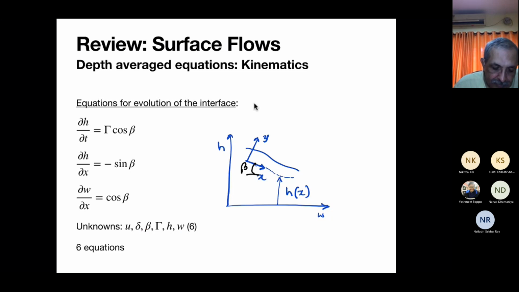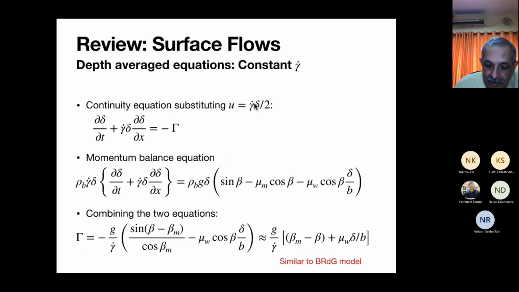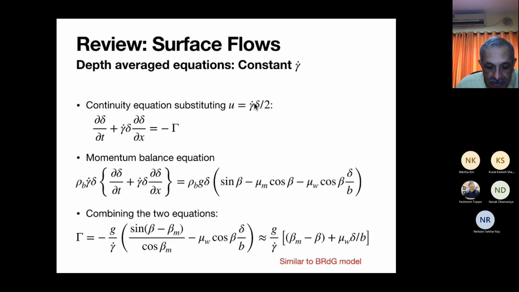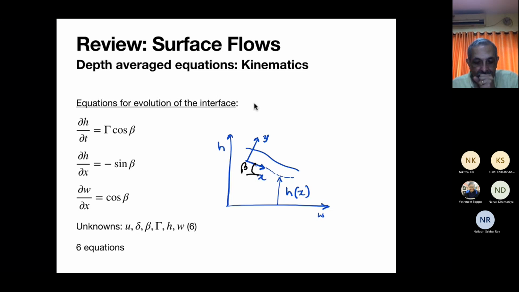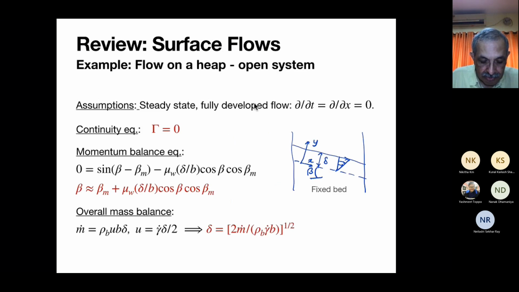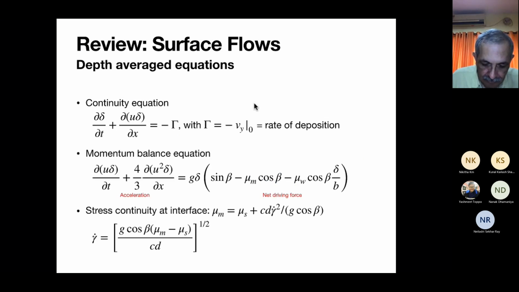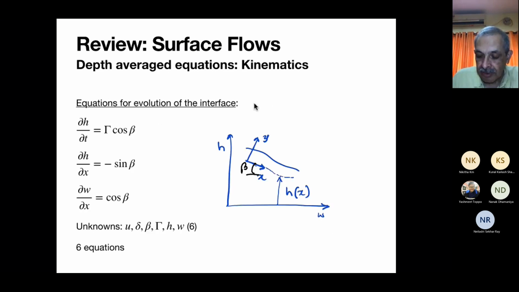So now when we look at all the variables, we have u, delta, beta, gamma, h and w as 6 variables. And you have 3 equations here, and then you have 1, 2 and 3 equations here. So you have 6 equations and 6 unknowns. So you have sufficient number of equations to completely solve any such surface flow problem if you are given the parameters of the problem, which, as we mentioned, are mu m, mu w, c and mu s.